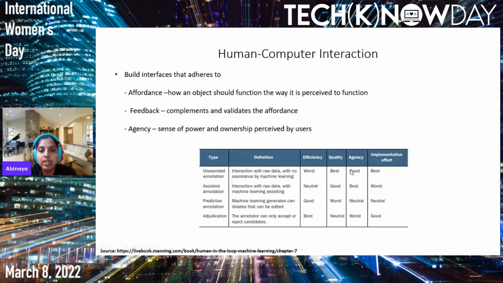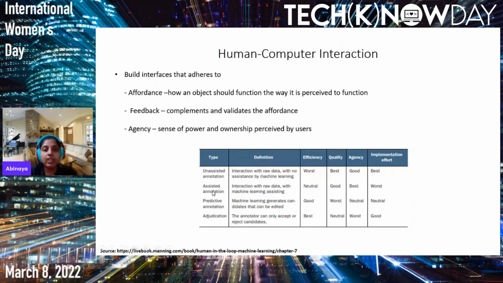So if you see here, the quality of the data will be good because it is done completely by humans, but it will not be very efficient because it is time consuming, and the user will have more control over the interface itself. And the implementation effort for the interface is also less, because it's very straightforward to put together, say, an HTML page to capture the user input.